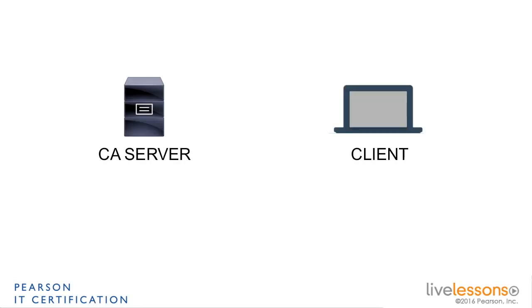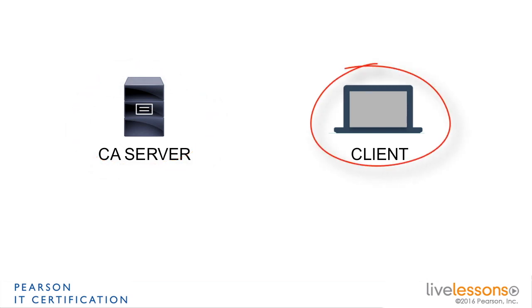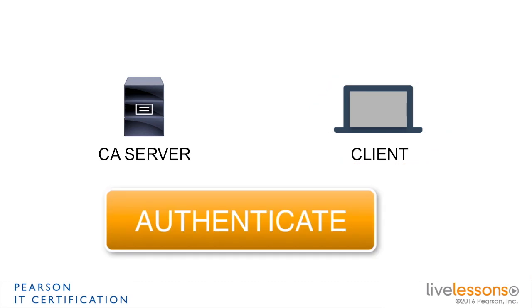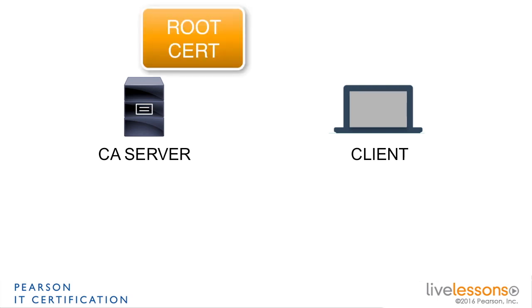Let's put the pieces of PKI to work, and let's take a look at how certificate enrollment works. Here we actually have a CA server, or a certificate authority server, and a client. The first step is to authenticate the CA server. In other words, trust the CA server, and this is done by downloading the root certificate from the CA server.